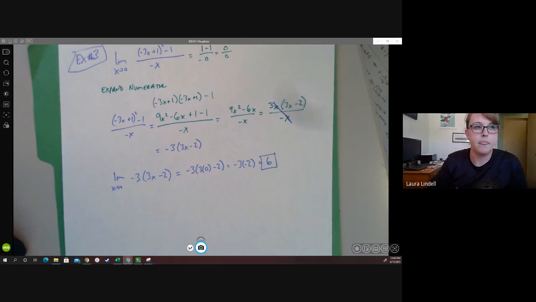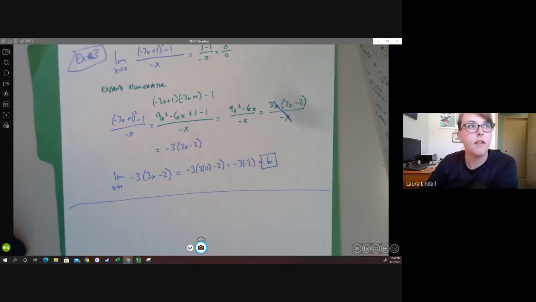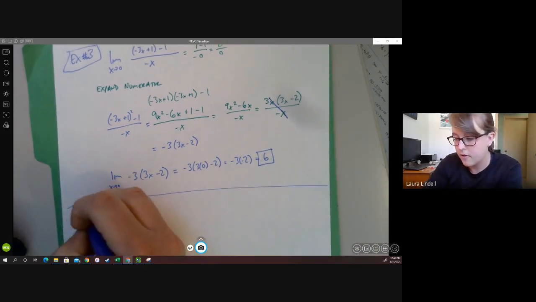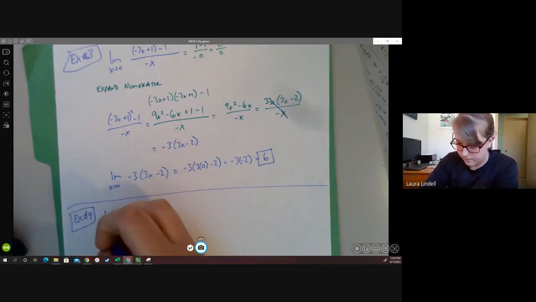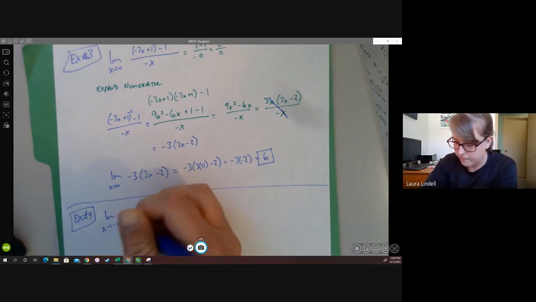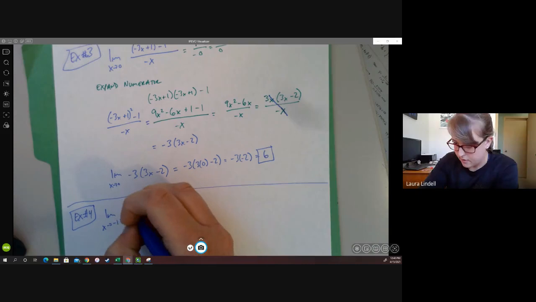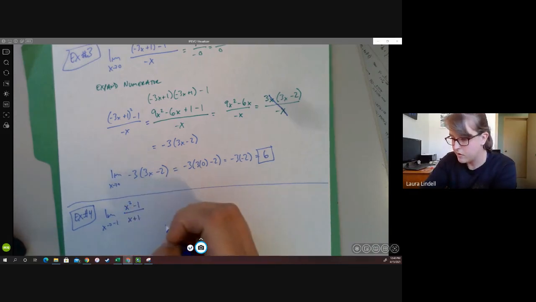All right. The next one we're going to look at is going to involve a little bit of our old friend factoring. So this one, we're going to take the limit as x approaches negative 1 of x squared minus 1 over x plus 1.